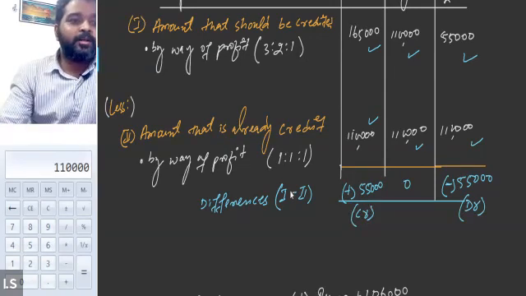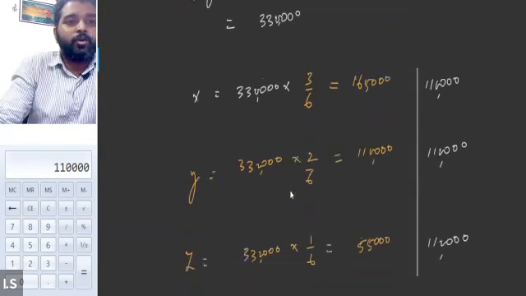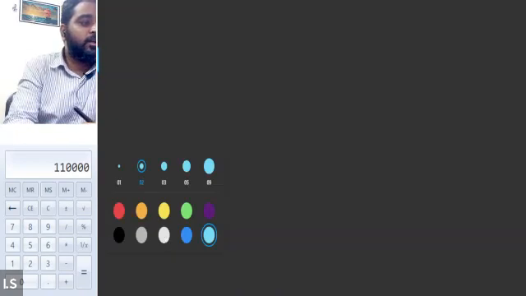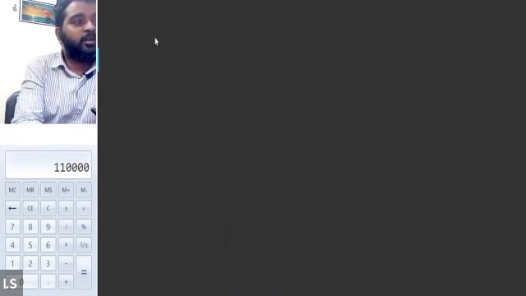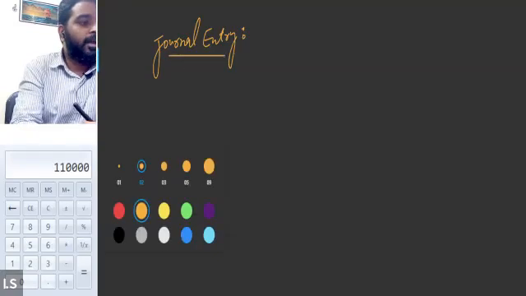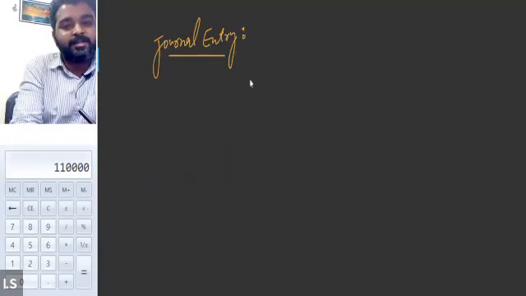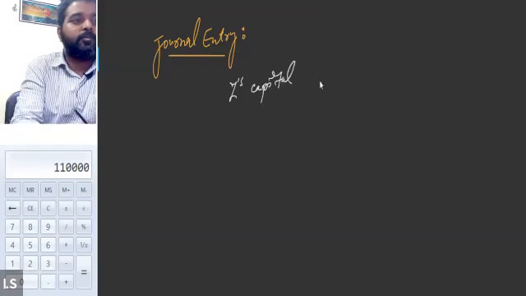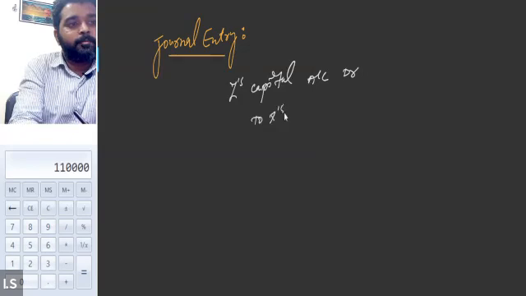So in order to rectify the mistake, we have to pass the general entry. As the question requires us to pass the general entry to make the adjustment, the general entry in this situation will be: X's capital account is required to be credited and Z's capital account is required to be debited. So we'll write down Z's capital account debit to X's capital account.